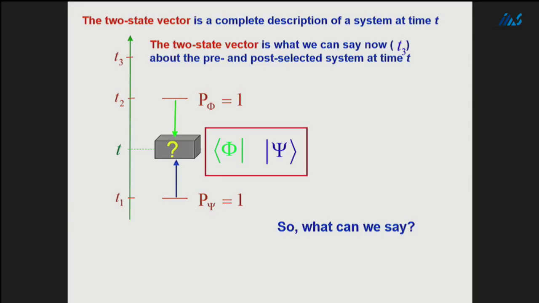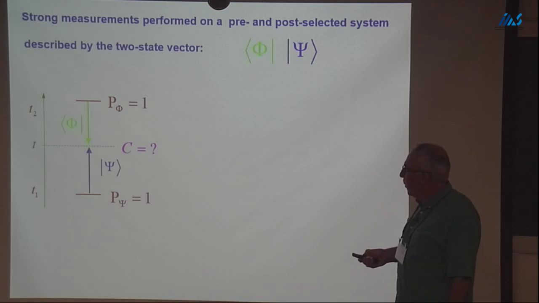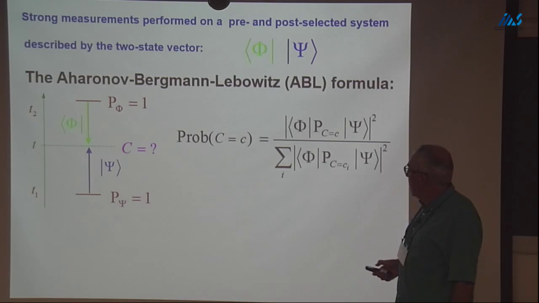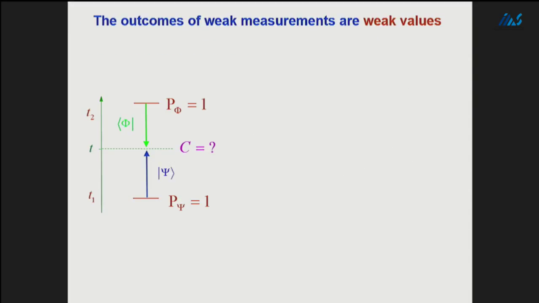What can we say? One thing is, if I make any strong, von Neumann measurement in between, I can know the probability of the outcome of any measurement given pre and post selection, and this was done by Aharonov, Bergmann, and Lebowitz in '64. This is maybe a slight generalization of this formula. But this strong measurement also makes all kinds of interesting puzzles, and this formula brings some interesting things. But I think more, at least where I was involved, it's about weak measurement.